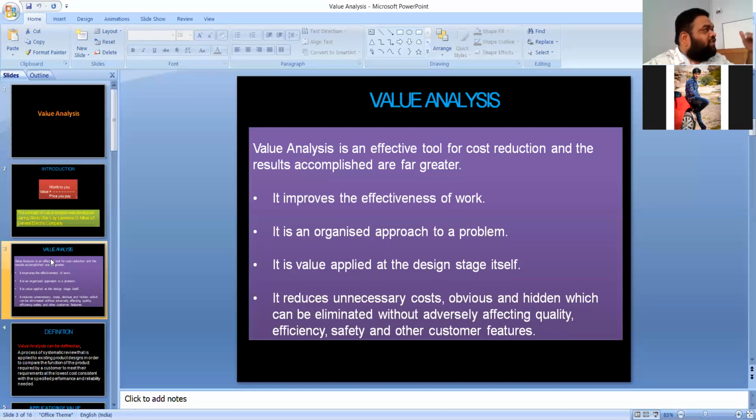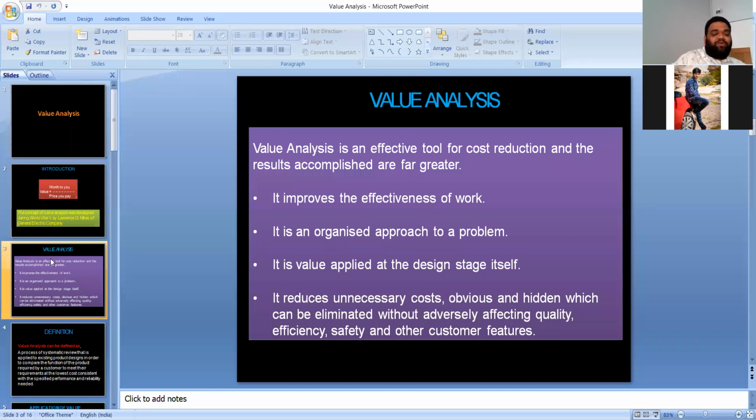Because to solve a problem, we are going to organize in such a way that we are organizing to approach the problem, and it reduces unnecessary cost. Yes, because we focus on the cost reduction. We are mainly focusing on the cost reduction. Value analysis is going to reduce the unnecessary cost, obvious and hidden. Obvious and hidden means obvious cost and hidden cost.